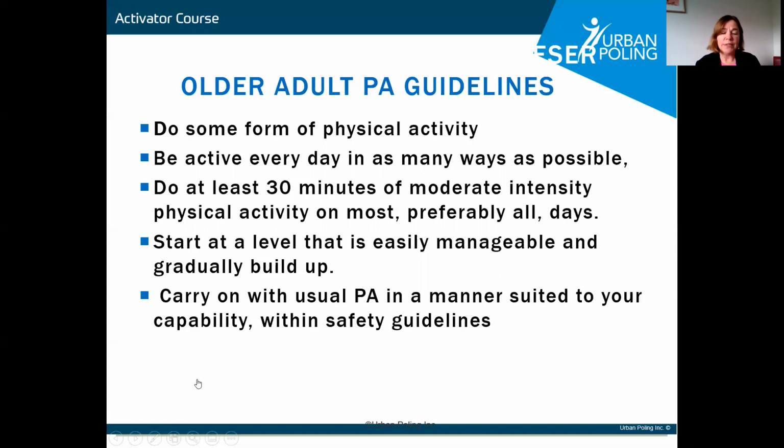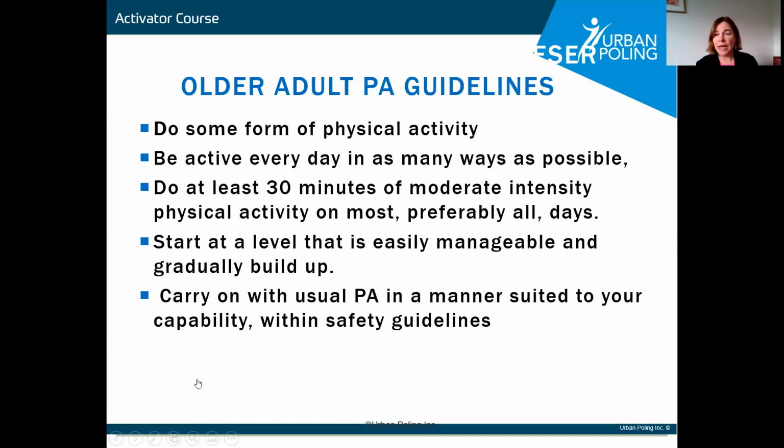Next, older people who have stopped physical activity or who are starting a new physical activity should start at a level that's easily manageable and gradually build up to the recommended amount, type and frequency of the activity. And fifthly, older people who continue to enjoy a lifetime of vigorous physical activities should carry on doing so in a manner suitable to their capability into later life, provided recommended safety procedures and guidelines are adhered to.